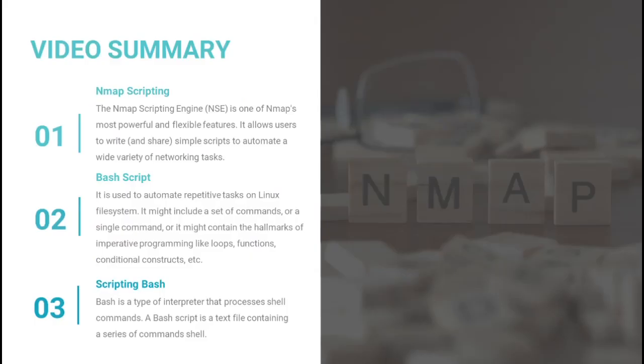Well, as I mentioned, the Nmap Scripting Engine is one of Nmap's most powerful and flexible features that allows the user to write and share simple scripts to automate a wide variety of networking tasks. Also, a bash script is used to automate repetitive tasks on a Linux file system. It might include a set of commands or a single command, or it might contain logic after imperative commands like a loop, while, if, function, conditions, constructions, etc. Bash is a type of interpreter that processes shell commands. A shell bash script is a text file containing a series of shell commands.